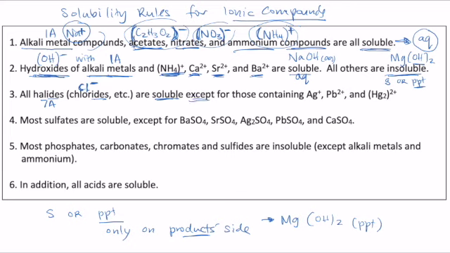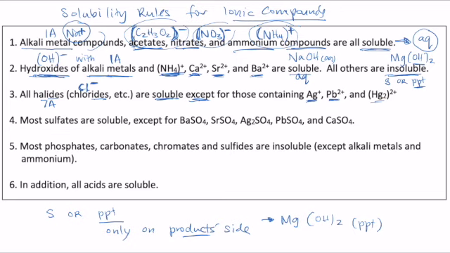But there are exceptions, except for those containing Ag+, Pb2+, and Hg2 2+. So this is the silver ion, the lead 2 ion, and the mercury 2 ion, which we have not talked about, so you don't need to worry about that, but we do have the silver ion and the lead 2 ion.